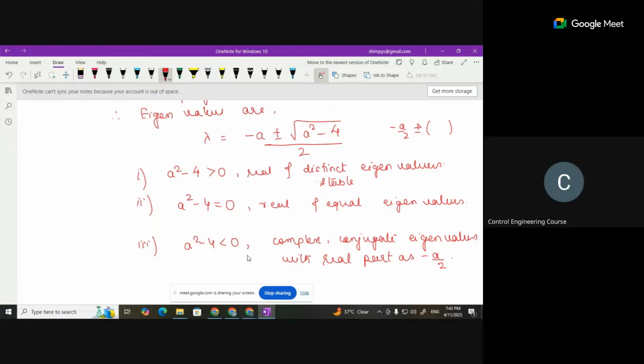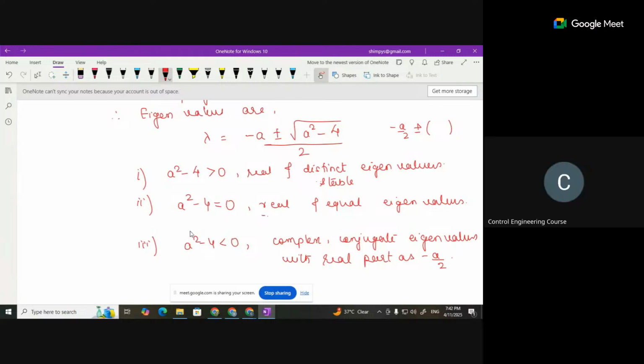Of these three, where do you expect your system to be stable? Because here the system will be marginally stable. Agree? When this is equal to 0? Yes, based on the value of A.